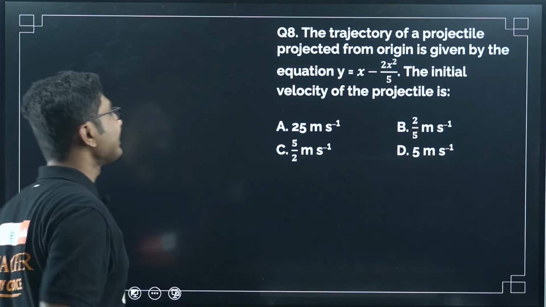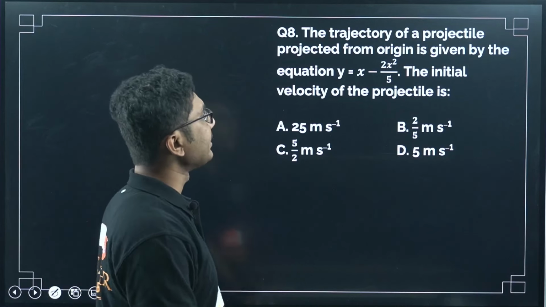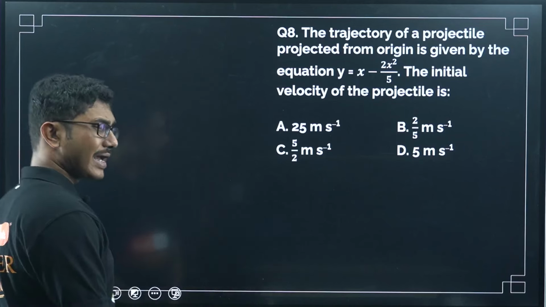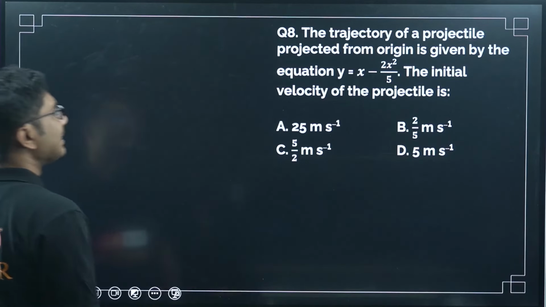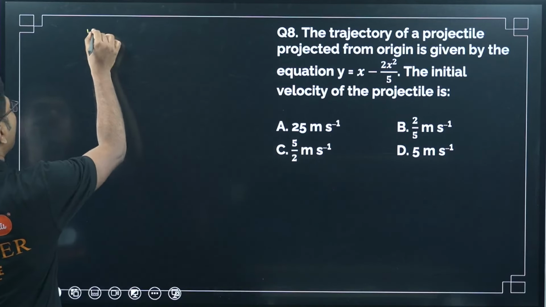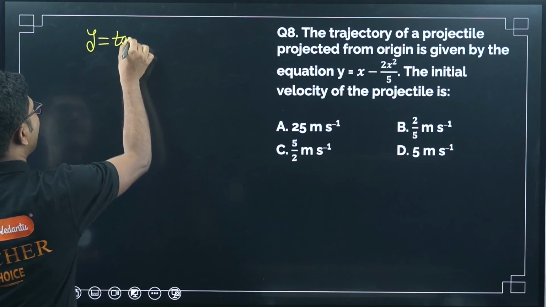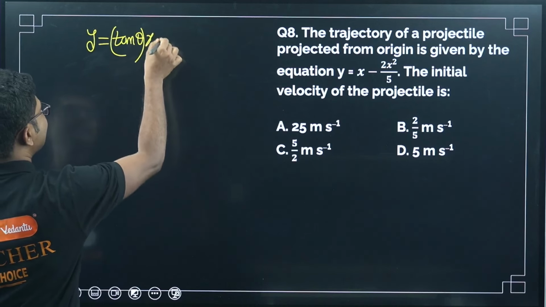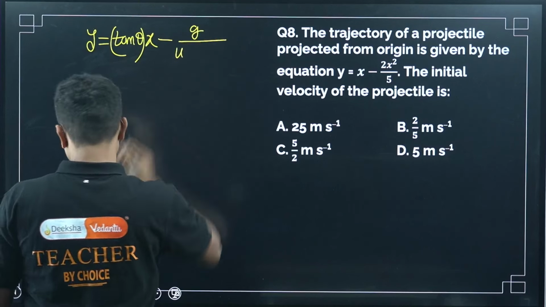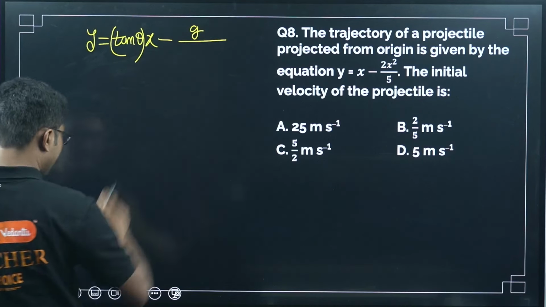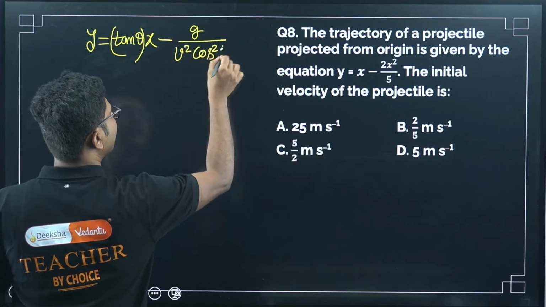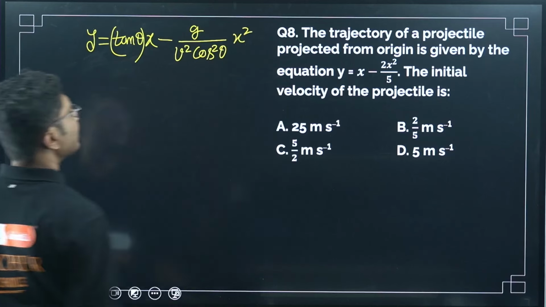Now the trajectory of a projectile projected from origin is given by y equals x minus 2x square by 5. The initial velocity of the projectile is. This is a little long question, but the formula we know is y is equal to tan theta x minus g by v square. I used v naught square during my class. I am simply using v square cos square theta x square. So this is the formula.